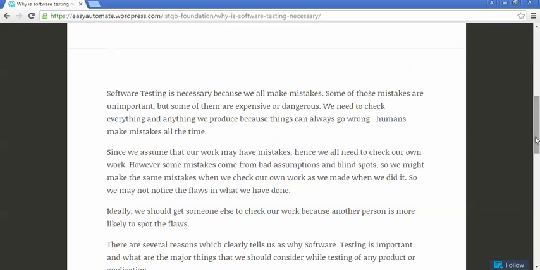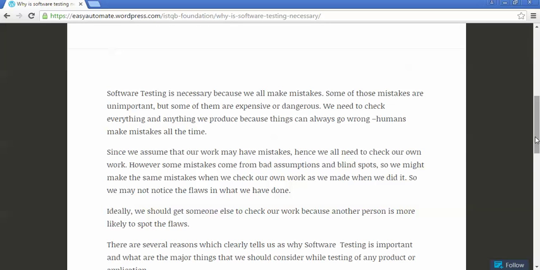You know that, right? We can make mistakes while developing software also, and we have to catch all those mistakes. Since we assume that our work may have mistakes, we all need to check our own work. However, some mistakes come from bad assumptions and blind spots. So we might make the same mistakes when we check our own work as we made when we did it, so we may not notice the flaws in what we have done.